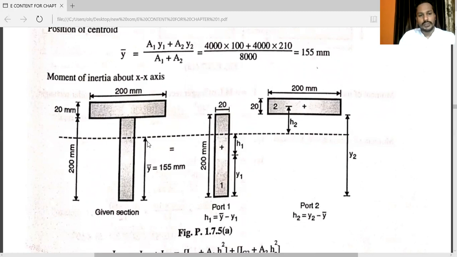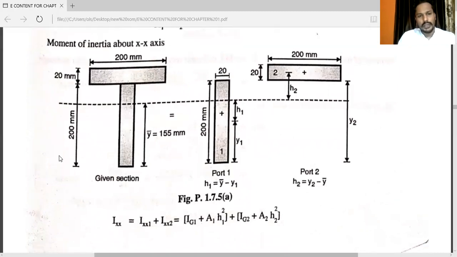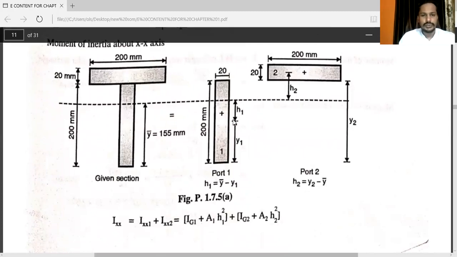Distance from base, because we considered the baseline as the horizontal axis. The perpendicular distance between the baseline and the horizontal centroidal axis of the diagram, that is Y bar, is 155 mm. Now we have to calculate the moment of inertia about the x axis.